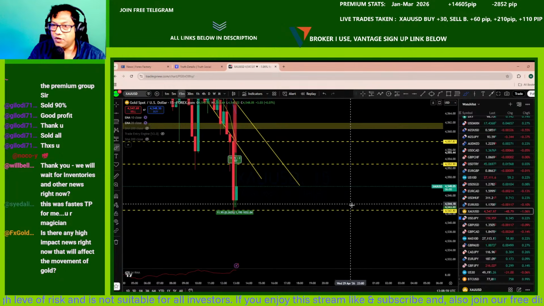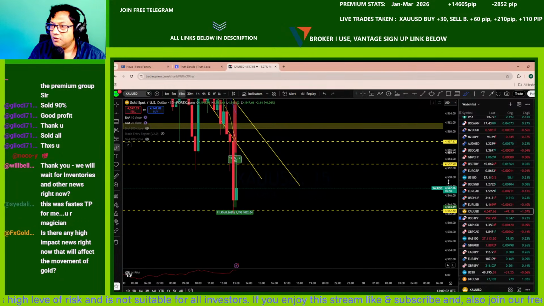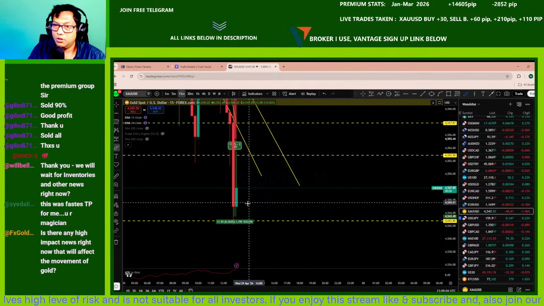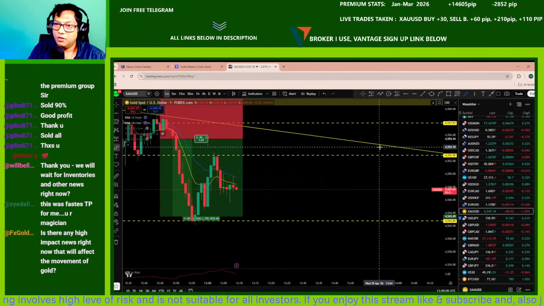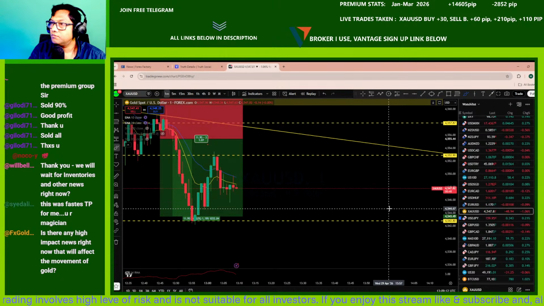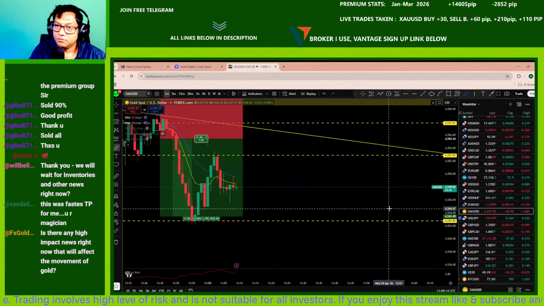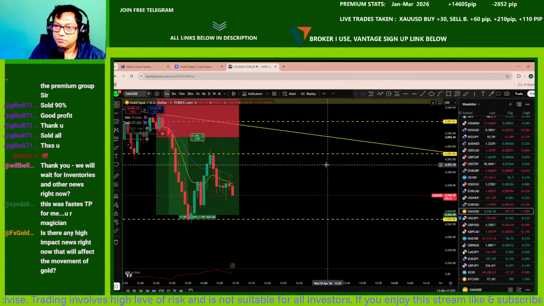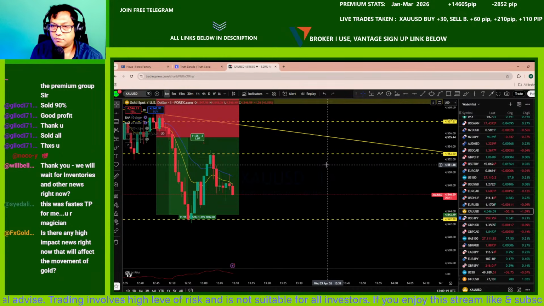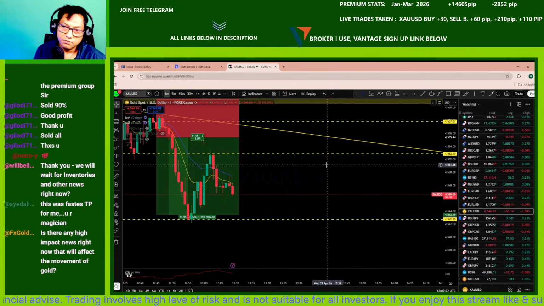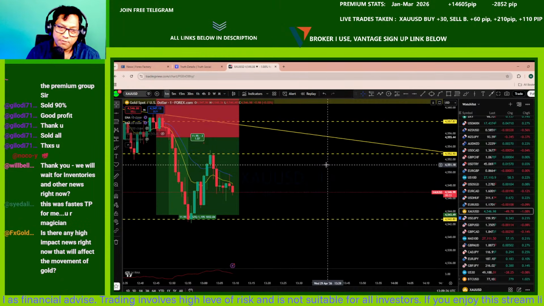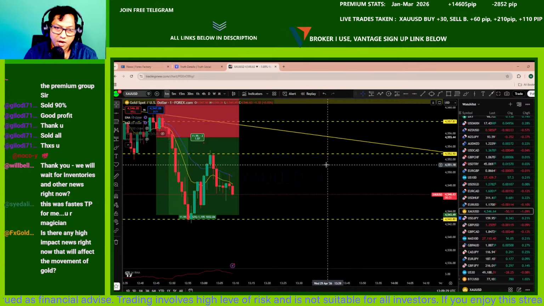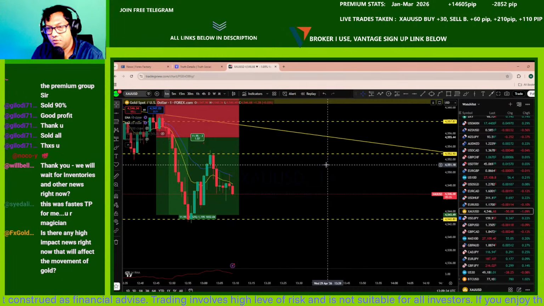And on the 15 minutes price action that you can see, this is also in a bearish trend on the 15 minutes. The market trend is bearish, and we could see that continuation here back down below. Is there any high impact news? Okay, so we can see the current market movement.